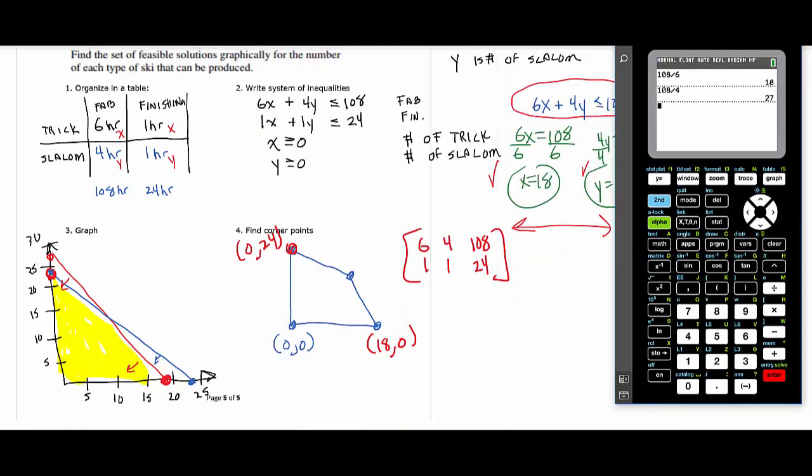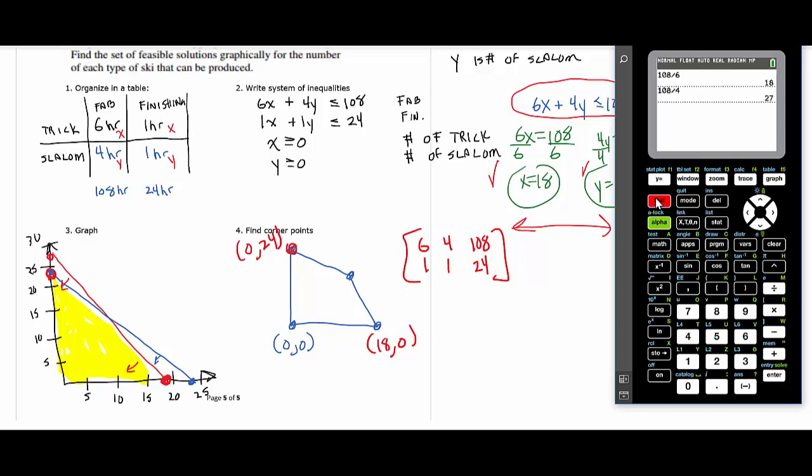Okay. All right, so I'm going to go to my calculator and just get this. This is the simplest way to get a corner point is just with a matrix. So you have a 2 by 3 matrix, and I'll just put in the numbers 6, 4, 108. Don't go by looks. Go by what your calculator tells you. 108. And then the second one is 1, 1, 24. And then do the reduced row echelon form.